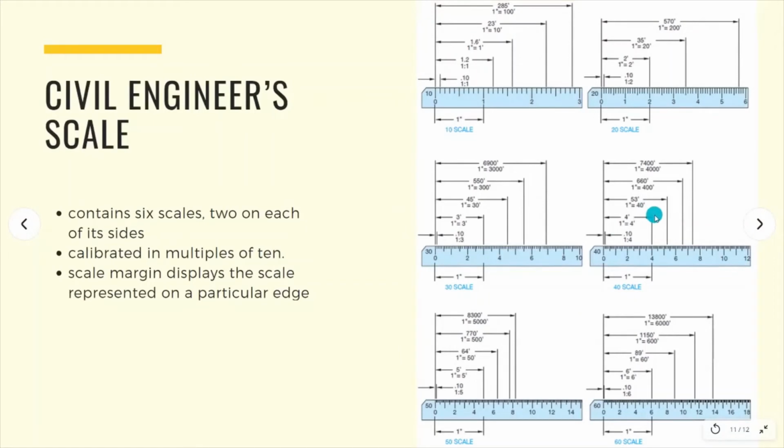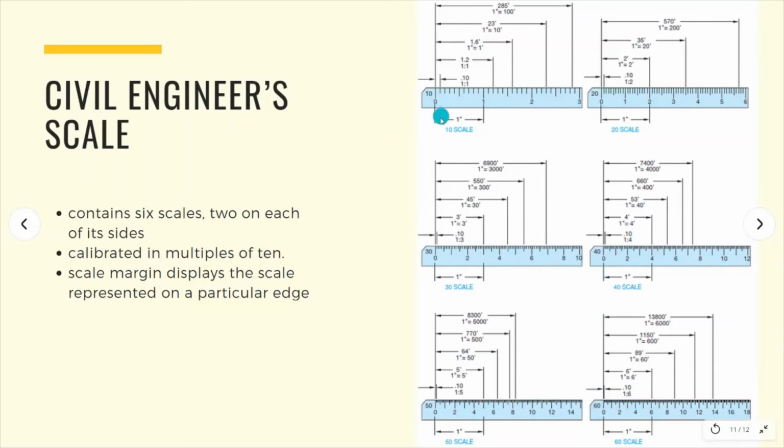So next is the civil engineer scale. This is the last scale I will discuss. A typical civil engineer scale contains 6 scales, 2 on each of its sides. It is calibrated in multiples of 10, and the scale margin displays the scale represented on a particular edge. The difference from the metric scale is that the metric is a ratio, whereas here you only see numbers in multiples of 10: 10, 20, 30, 40, 50 and 60. That is the typical engineer scale.